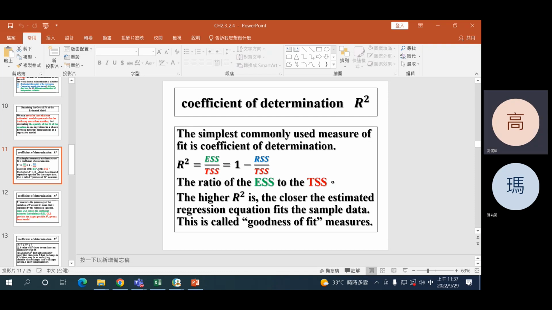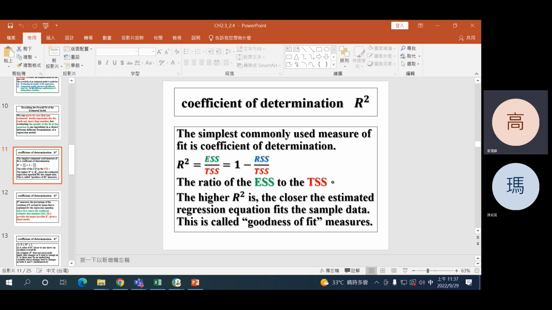How do we calculate the coefficient of determination? And what do we use it for? The simplest and most commonly used measure of fit is what we call the coefficient of determination. We call it R squared. And R squared uses ESS over TSS.